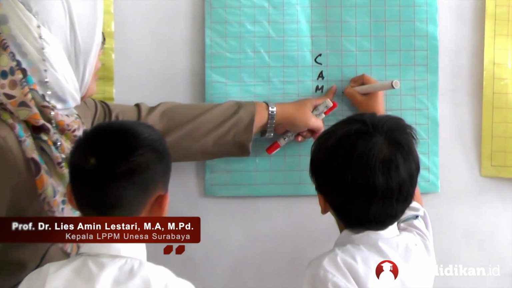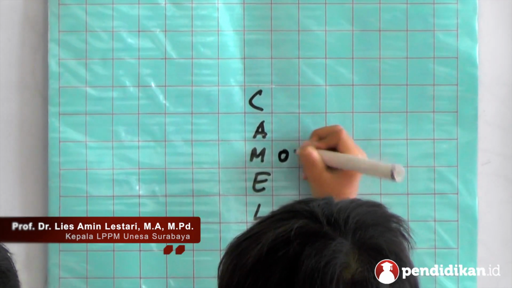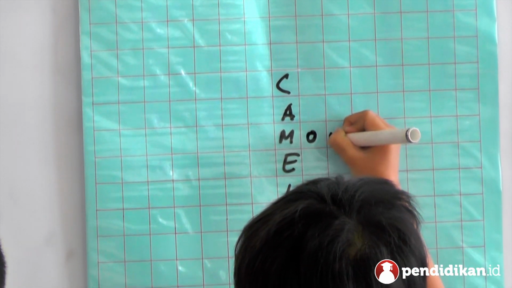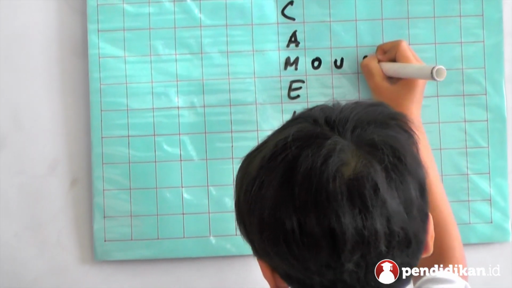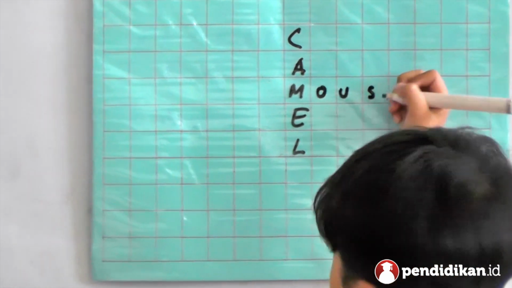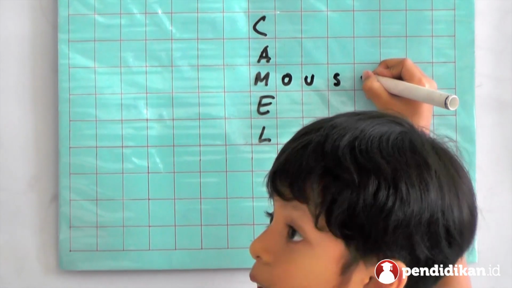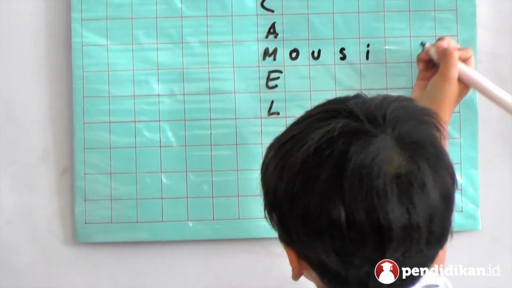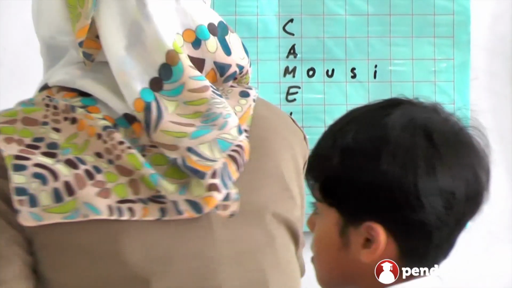Write it here, mouse. Eh, no. Oh. Oh, wah. Yes. S, and then E, yes. Yes. No, E. Okay, yes, that's okay.